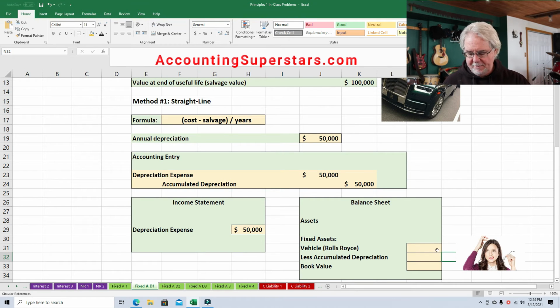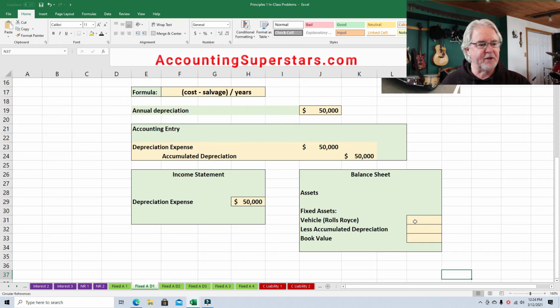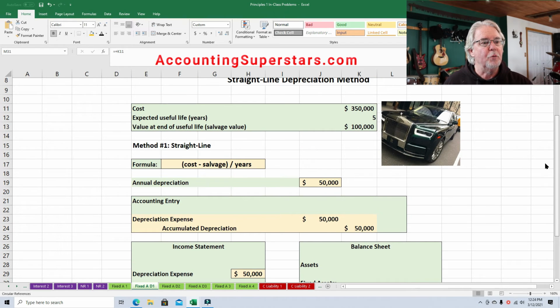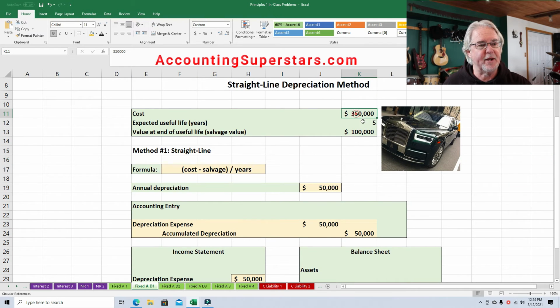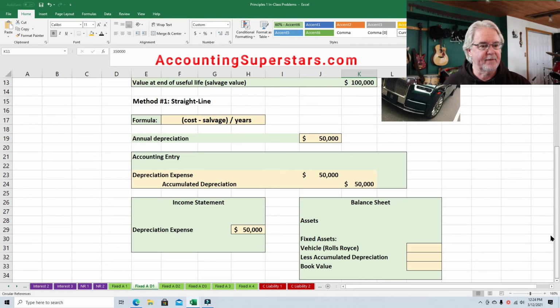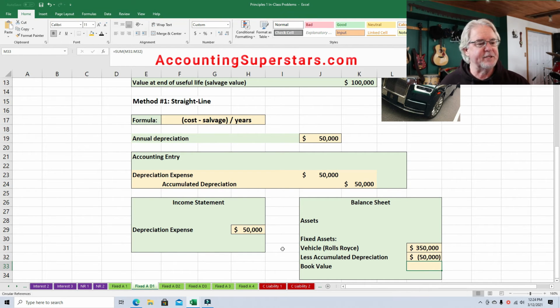So here we are on the balance sheet. We've got the vehicle. What we're going to do is we'll list it at its original cost. Its original cost, again, was $350,000 right there. So 350 grand goes in that spot. Now the accumulated depreciation as of the end of the first year is 50 grand. And therefore the book value is going to be 300,000.